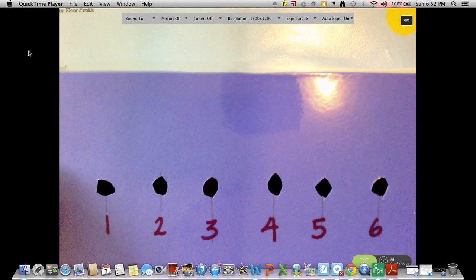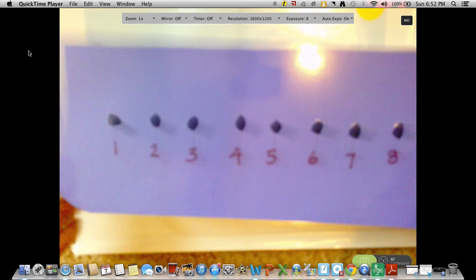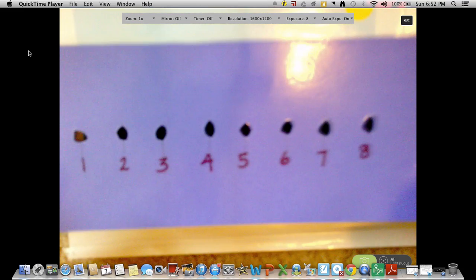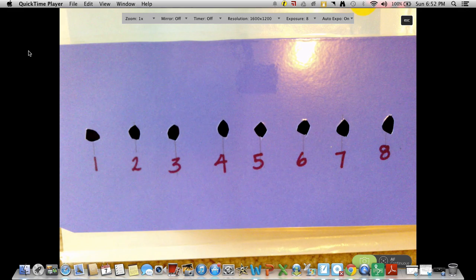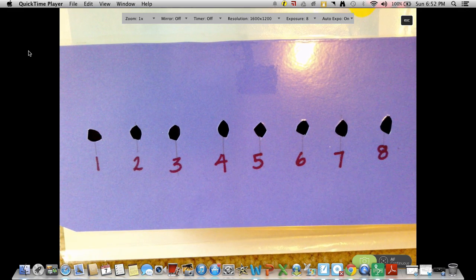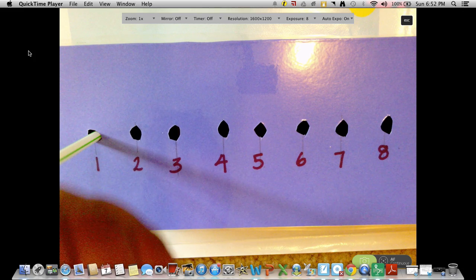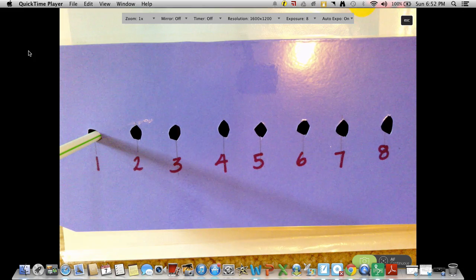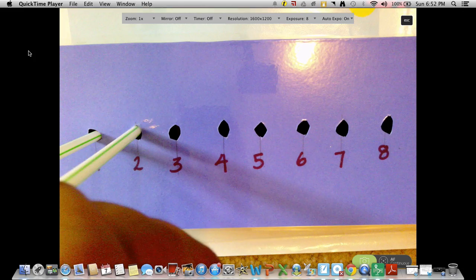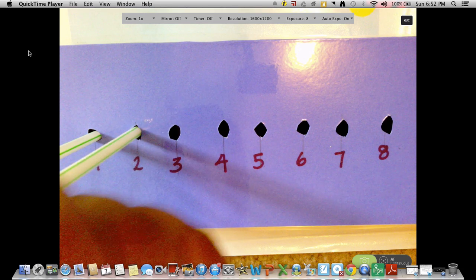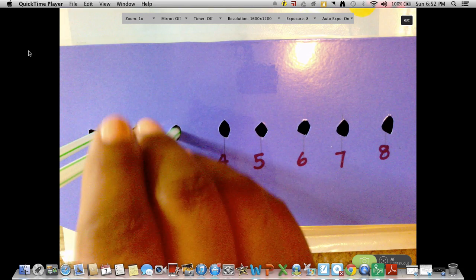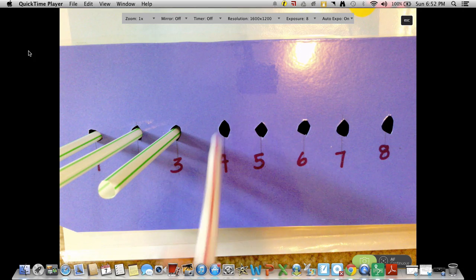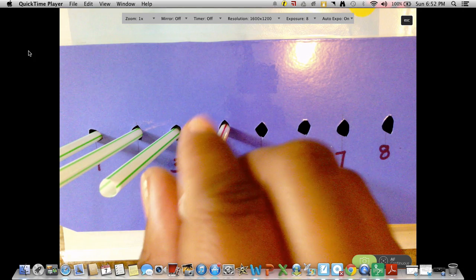So here's our top over our ocean floor. We'll take our straws, put them in until we touch the clay. We're not going to push down deep at all.